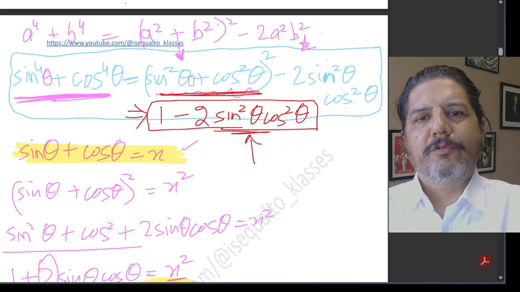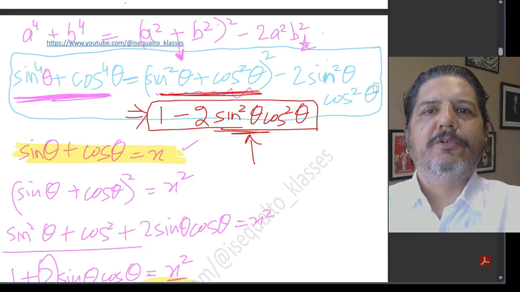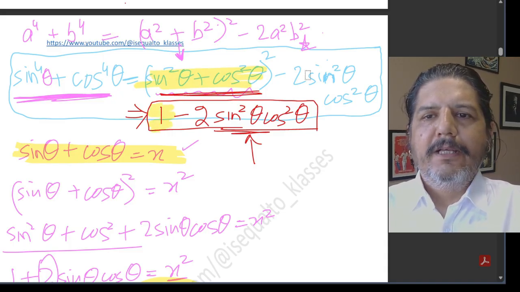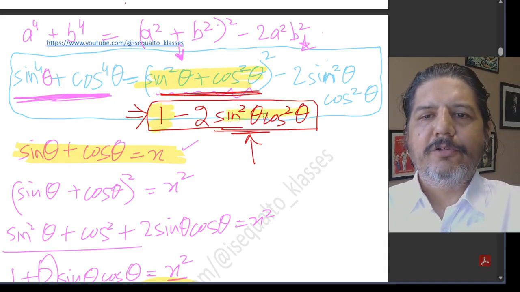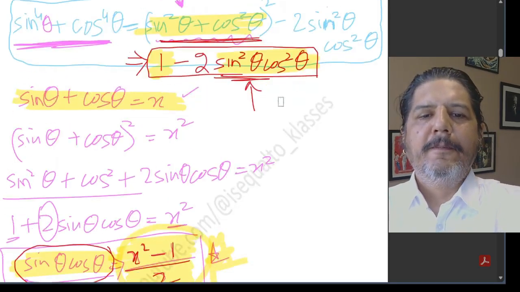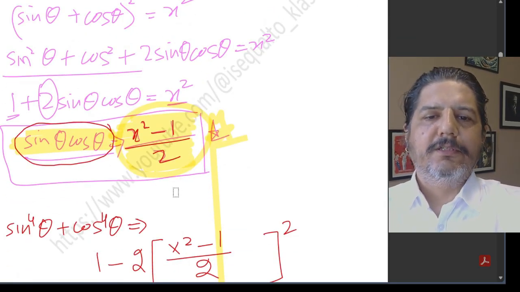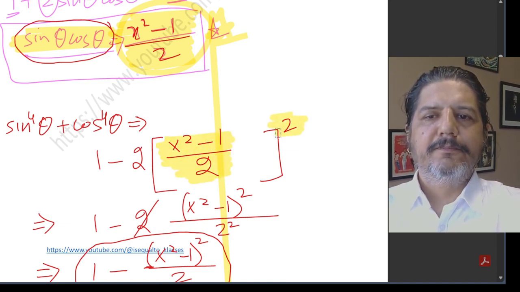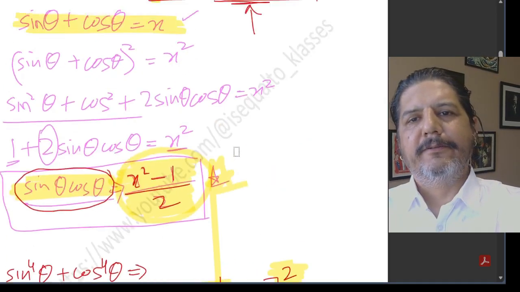sin⁴θ plus cos⁴θ is equal to (sin²θ plus cos²θ) whole square minus 2 sin²θ cos²θ. This I understand is equal to 1. Here, once I reach sin²θ cos²θ, I understand that this is equal to (sinθ cosθ) whole square. I have the value of sinθ cosθ, I put the value here. I square it, I multiply it by 2, and I put 1 here.